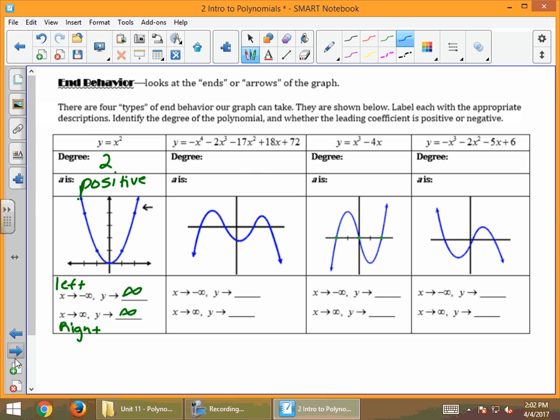So take a look at the next one. What's the degree of this polynomial? 4. And is this a negative function or a positive function? What's out in front? Yeah, there's a minus sign out in front right here. So it's negative. So let's take a look at the end behavior. And again, negative infinity just means left, and this side just means right. So to the left side of our graph, where's it pointing towards? It's pointing down towards negative infinity. And what about the right side? Same thing, it's pointing down towards negative infinity.